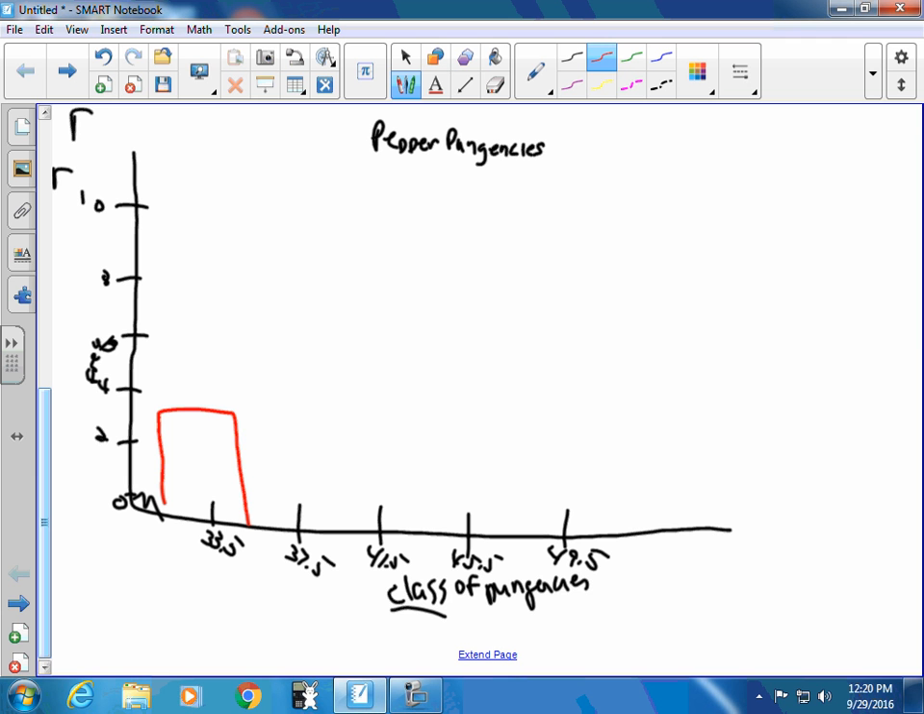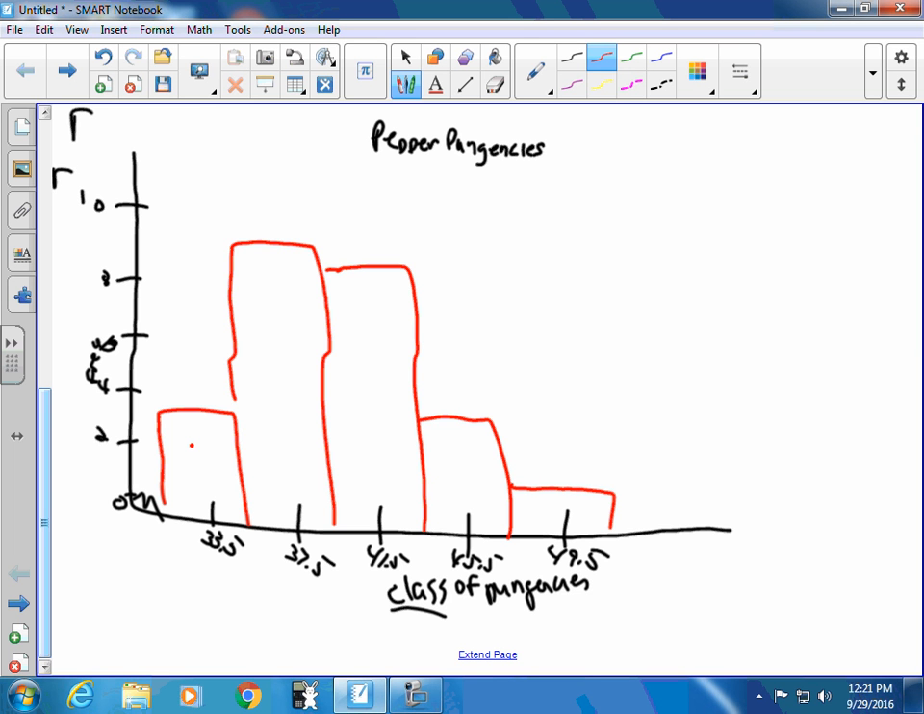Then from 3, I go to 9. Then I come back down to 8. Then 3 again. If these two are 3, they should be the same height. And then a 1. Hopefully I'm by the 1. It gives you a good feel where the distribution is.